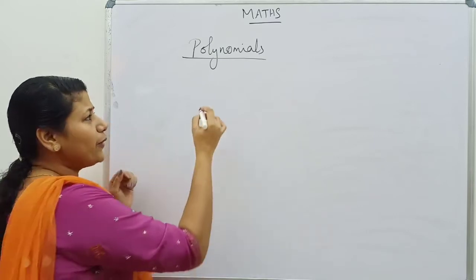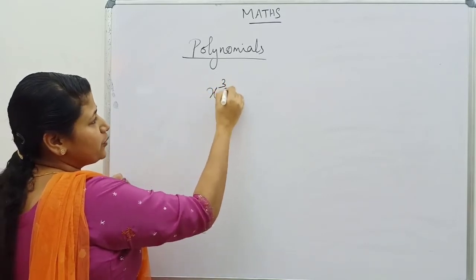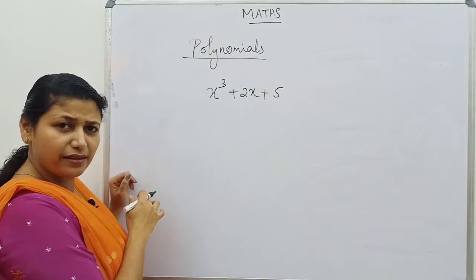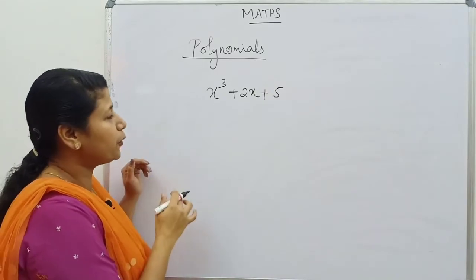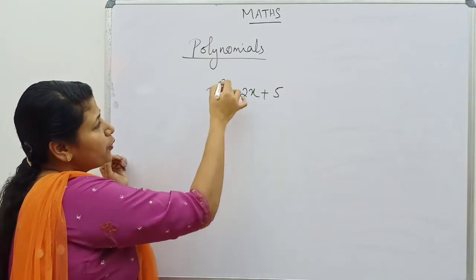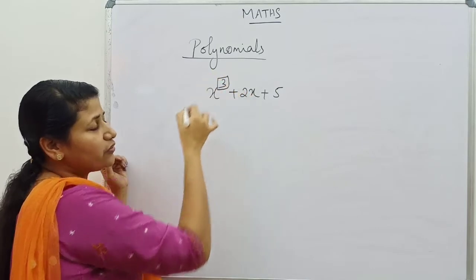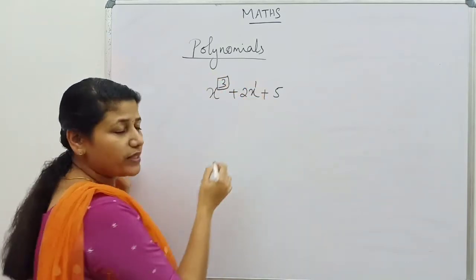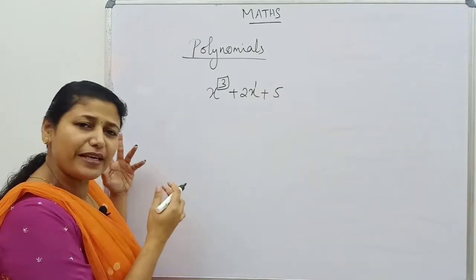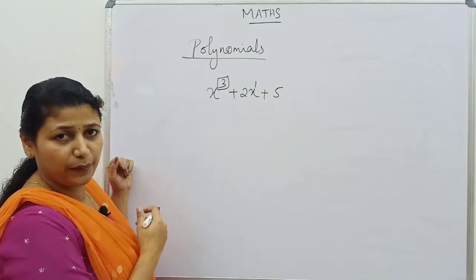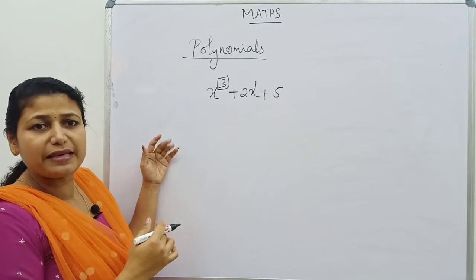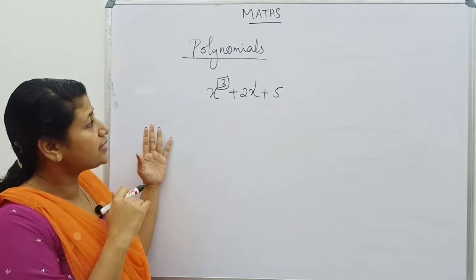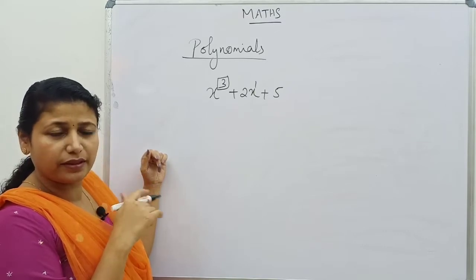For example, if you have a polynomial like x raised to 3 plus 2x plus 5, is this a polynomial? Yes, of course, it's a polynomial with the highest power 3. It's a natural number. Here also x has a power 1, which is also a natural number. So we can say that's surely a polynomial. So this is a polynomial which has only one variable. Am I right? This is a polynomial in one variable.